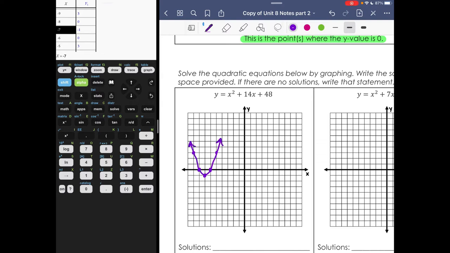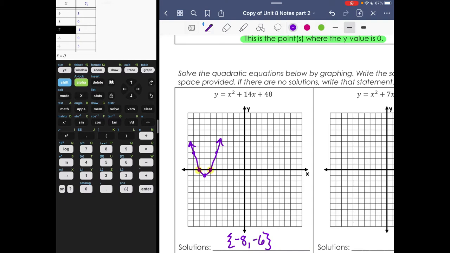Remember, it doesn't have to be perfect. Mine definitely is not. And so what I'm looking for is where does it cross the x-axis? Well, it crosses the x-axis right here. So there's two spots right there. So my solution is the x value, because the y's there are 0. So I've got -8 and -6. So that's my solution, the x value where it crosses the x-axis.